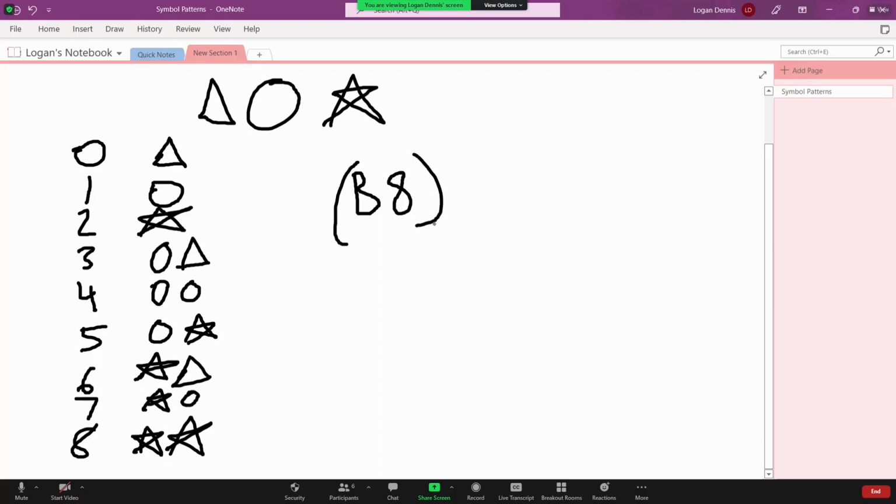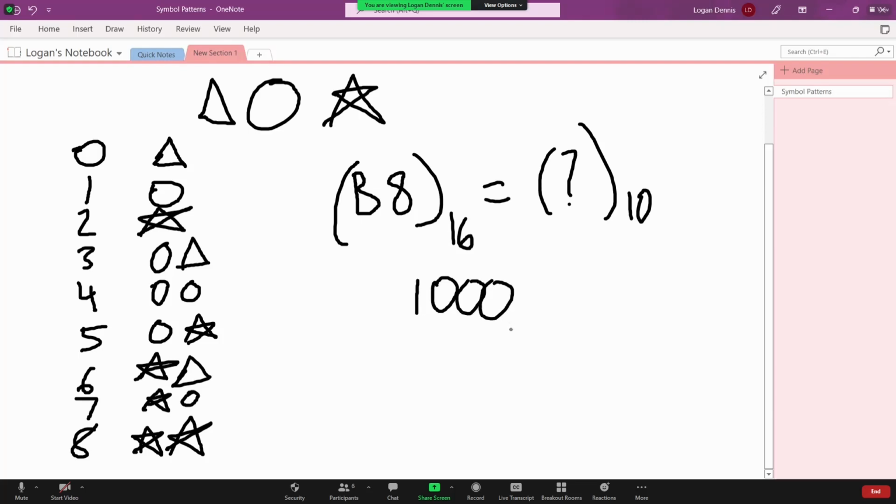So we'll do B8 in hexadecimal, and we'll convert that to decimal. We're going to go through binary because it's just easier to process step by step. We start with the right digit, and that's 8, which is 1000. And then B is going to be 1011, because B is the equivalent of 11.